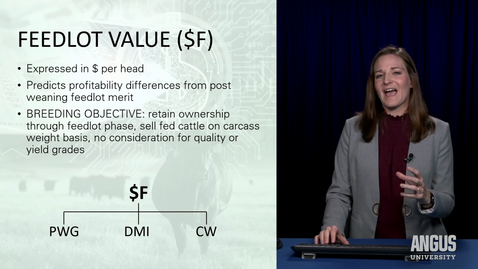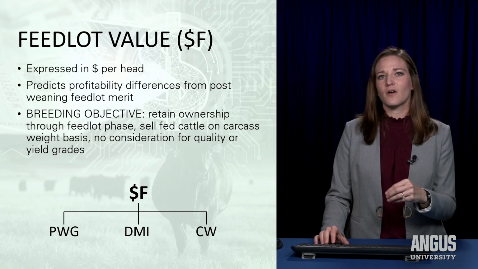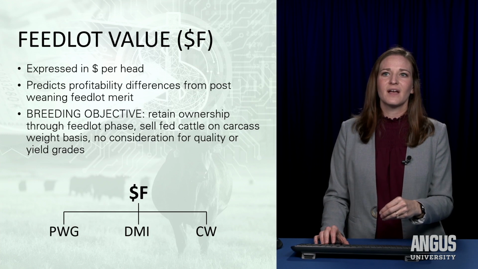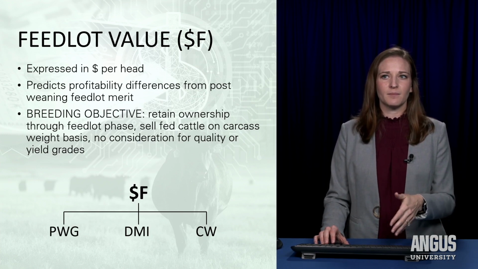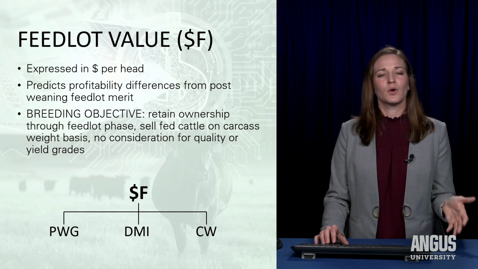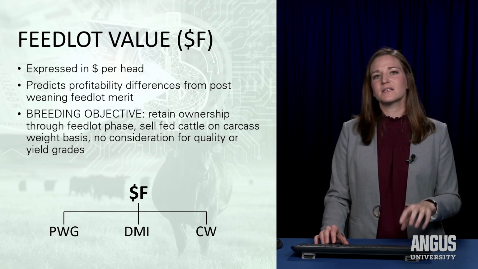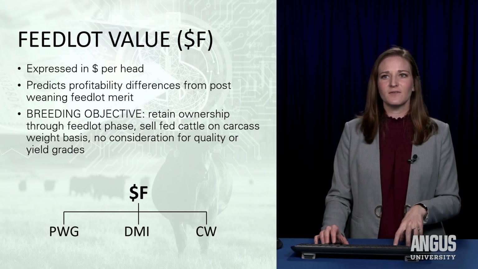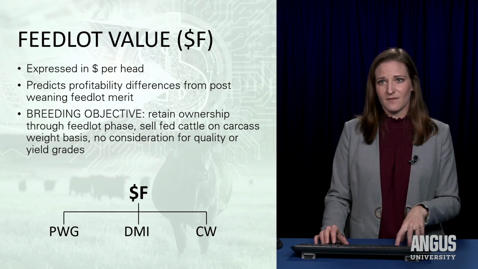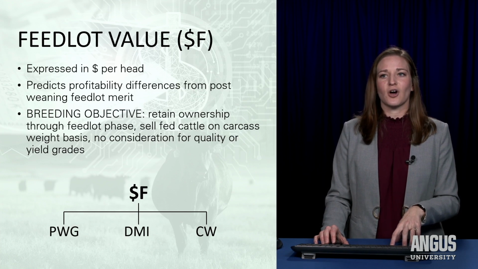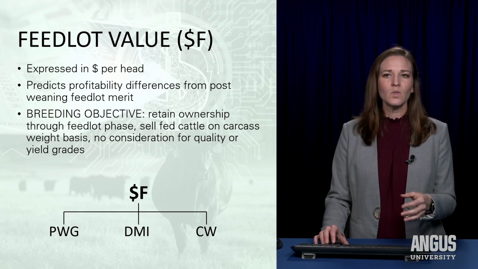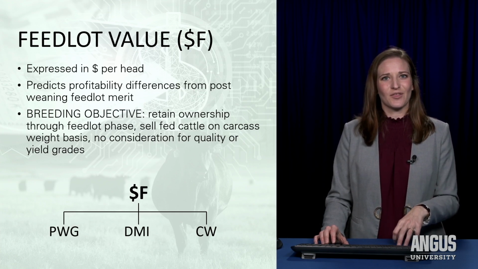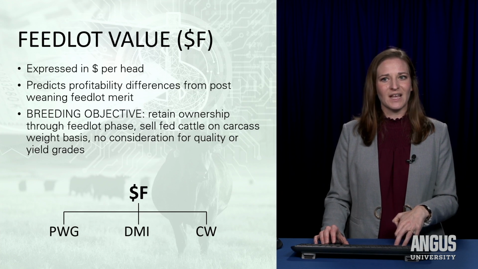So switching gears and looking at those terminal indexes, we're going to start off with $F, or that dollar feedlot value. This is a value expressed in dollars per head, predicting profitability from post-weaning to feedlot merit. This is for an operation where the breeding objective is to retain ownership through the feedlot phase. They sell those calves on a carcass weight basis, and they're not concerned about quality or yield grades. So inside $F, we can see the three traits that are directly included: our post-weaning gain value, our dry matter intake, and then that carcass weight value.